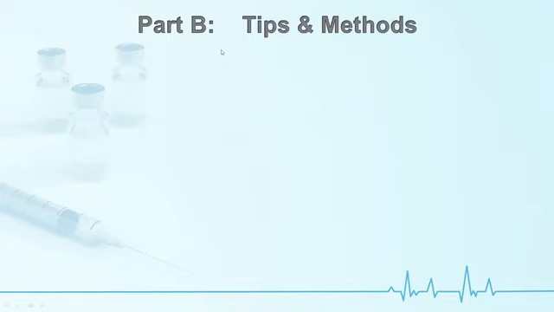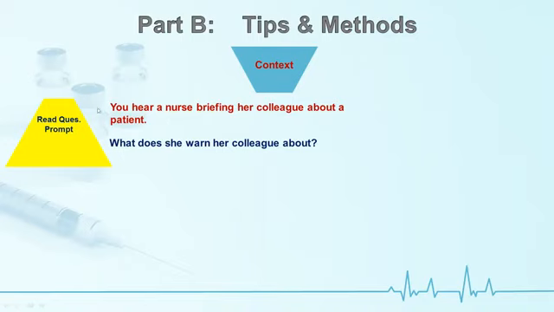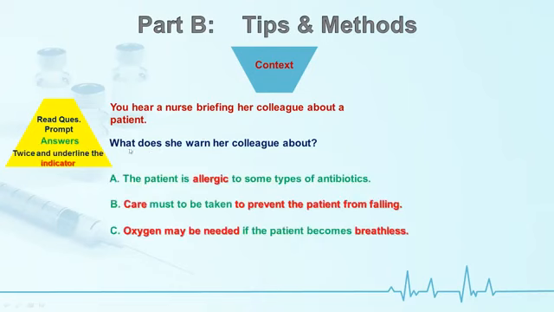Okay, let's talk about tips and methods in Part B. At the start, take a brief look at the context just to know the setting of this dialogue or this question. After that, read the question prompt and the answers twice. While reading, underline the main idea or main purpose and the alarming or keywords in the question prompt and the answers.